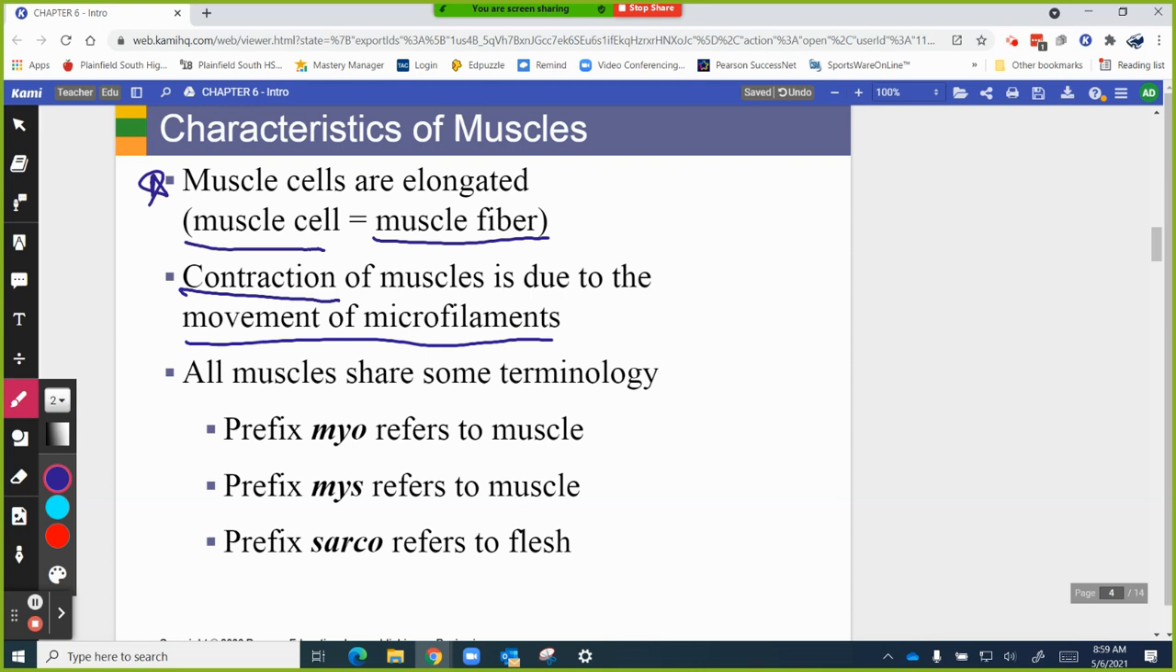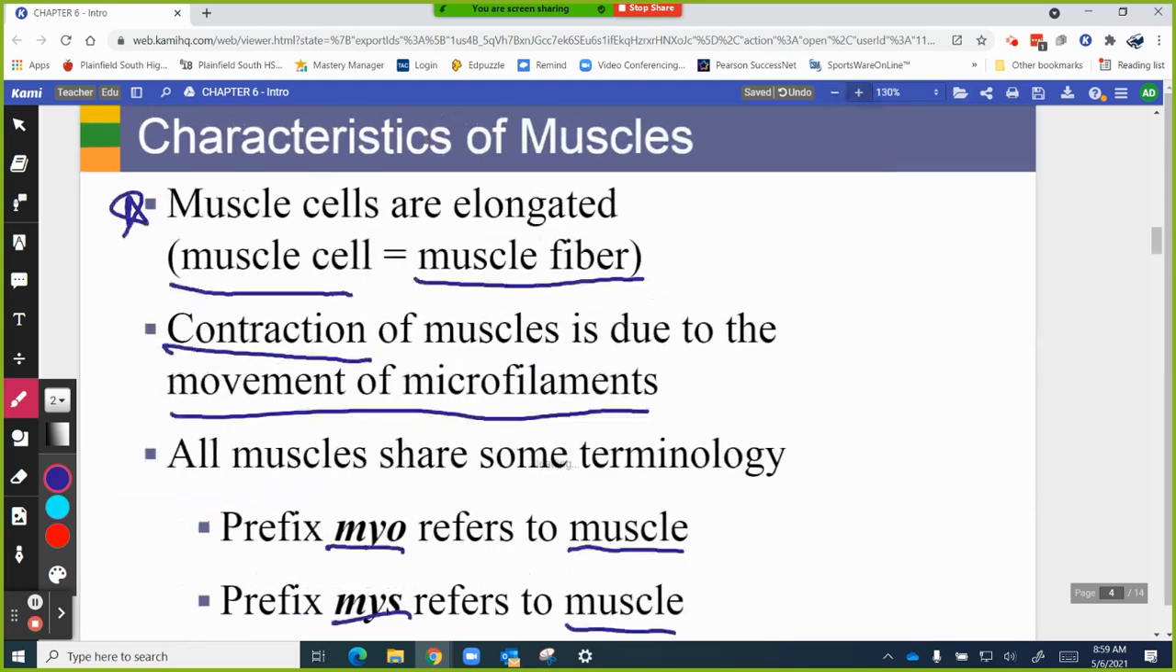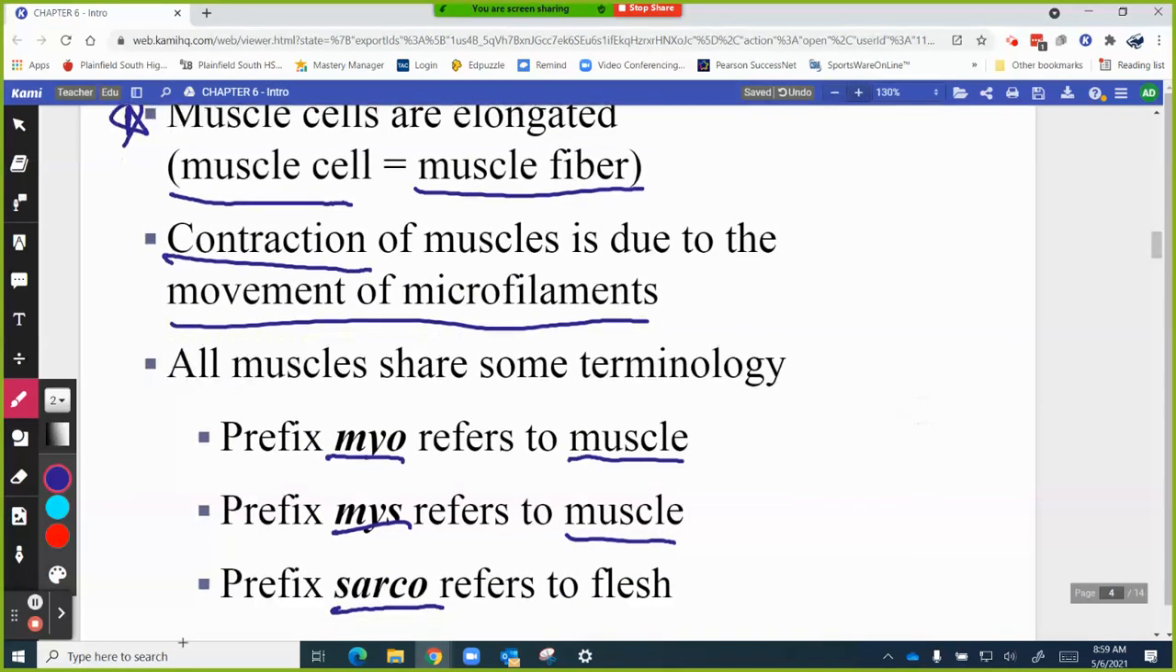There are a lot of terms that you're going to see in this unit that all deal with a couple of basic things that we remember. If you hear the word myo, that means muscle. Mys also means muscle, which isn't fair, but we've got a couple of root words that all mean the same thing. And then you're going to hear another one a couple different times called sarco, which is simply flesh. Those are our three basic things we'll talk about during this unit.